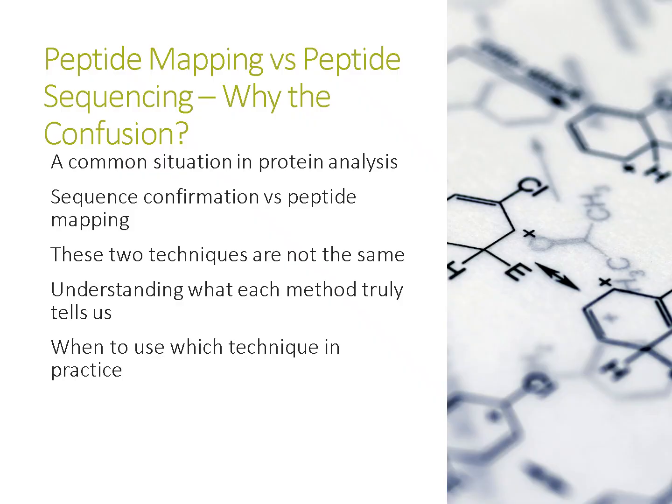This confusion usually starts with a very common situation in protein analysis. Someone asks whether the protein sequence was confirmed, and the answer is peptide mapping. The problem is, peptide mapping and peptide sequencing are not the same thing. To understand why, we need to look at what each method actually tells us, and what it doesn't.